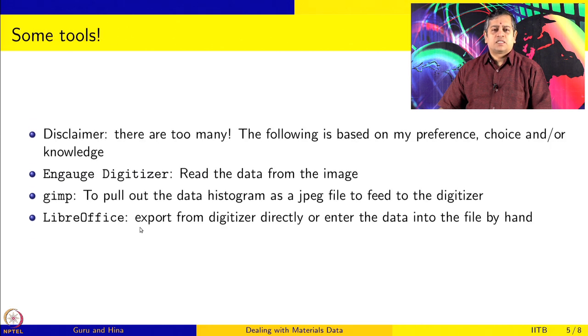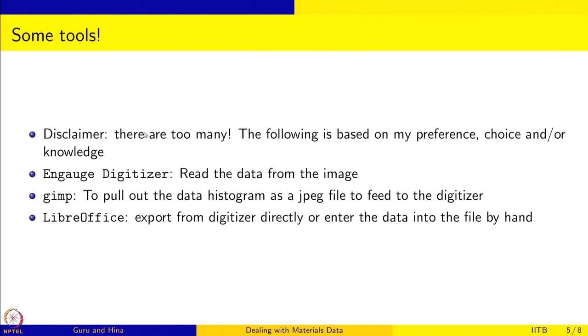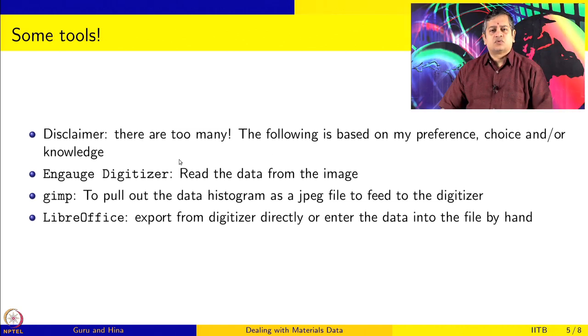So, at this point a disclaimer is necessary. There are too many different ways of doing or achieving this, and different people have different preferences. But based on my preference, choice and experience, I am going to give you an introduction to a couple of tools. Introduction in the sense that I will just show how it is done. One is called Engage Digitizer, this is used to read data from image. The other one is called GIMP, this is to pull out the data from a PDF file into a JPEG file in the form in which you can then feed it to the digitizer.